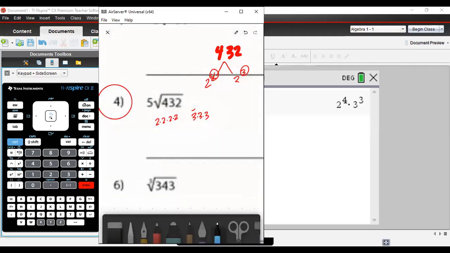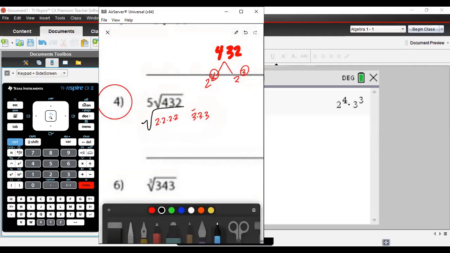And basically what we're looking for now is, since this is a square root, we're looking for pairs of numbers. Any pair of numbers we can actually pull outside the radical. I say pull outside the house. So I'm going to show you exactly what I mean. Here's a pair of 2s, so I can bring that out. I'm going to write that down here. So that's one pair of 2s. Here's another pair of 2s that I can pull outside the radical.